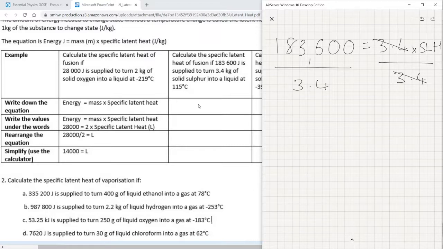Don't be too proud to use a calculator, folks. You must be watching this on a computer or a phone or something like that, so you've definitely got access to a calculator, even if you need to use Google. So 183,600 divided by 3.4 equals 54,000 joules per kilogram. Okay.